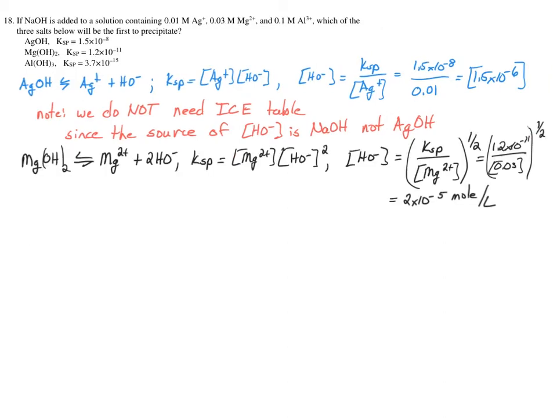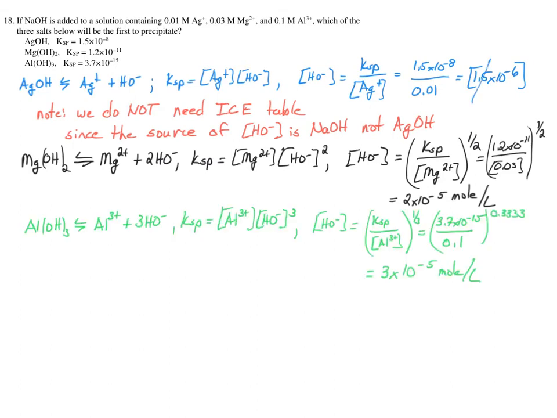Here we've solved for the concentration of hydroxide required to precipitate the magnesium hydroxide. Again, we don't need an ice table because the hydroxide ion concentration here is coming from sodium hydroxide, not the dissolution of this salt. So we solve directly for this hydroxide ion concentration, and we get 2 times 10 to the minus 5 moles per liter. So the magnesium hydroxide here is going to require a higher hydroxide ion concentration than the silver hydroxide.